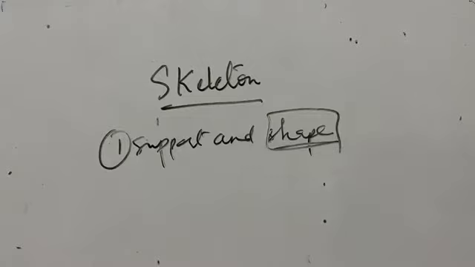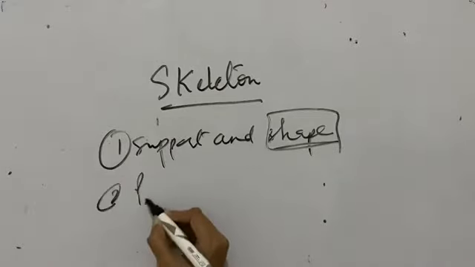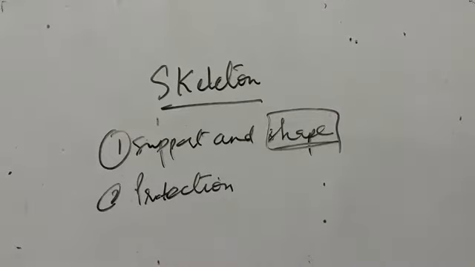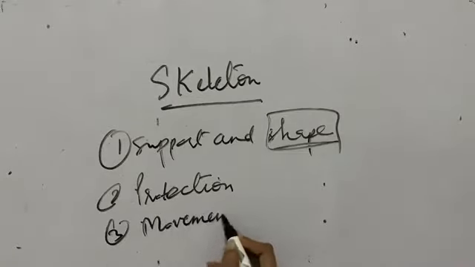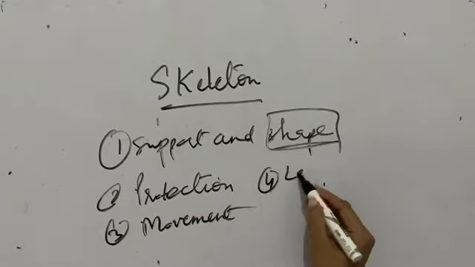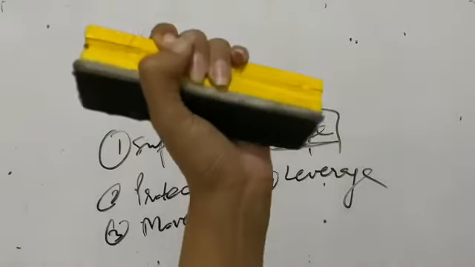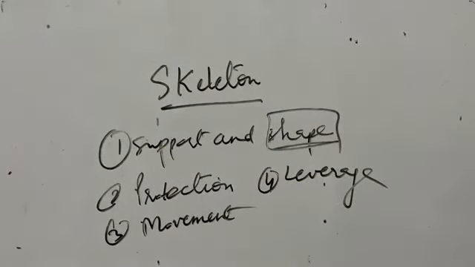Secondly, this skeleton is providing a lot of protection. All the delicate organs which are present inside your body are all protected by the bones, and bones are part of the skeleton. Number 3, these bones are helping us in movement. Okay? And they are also providing us leverage. You all know how your forearm, whenever you pick something with it, acts as a lever.